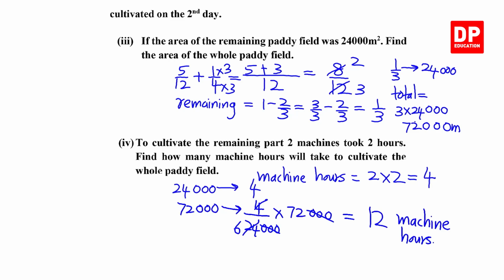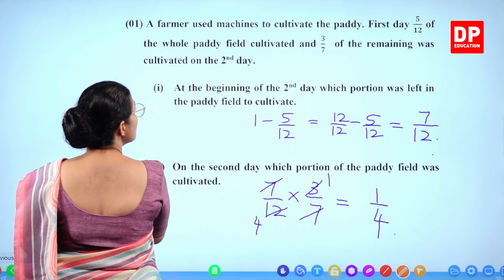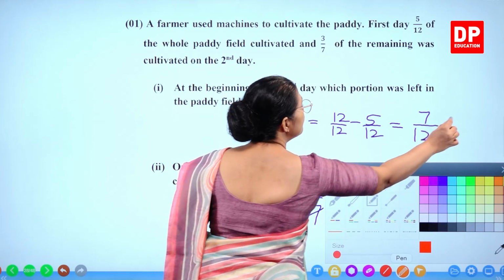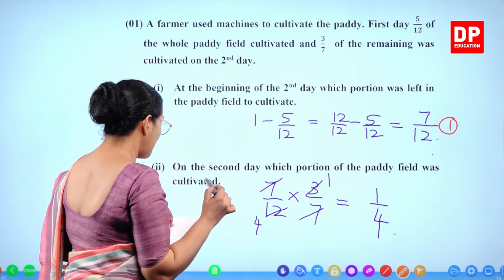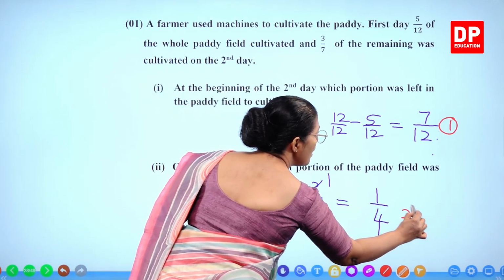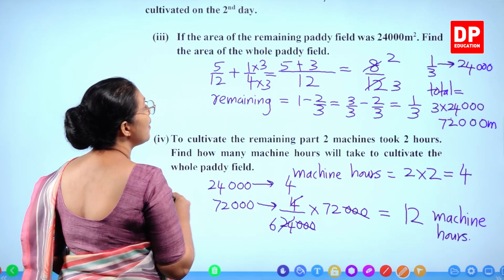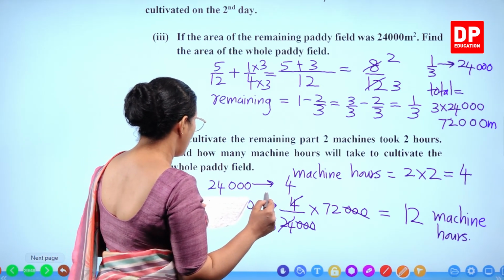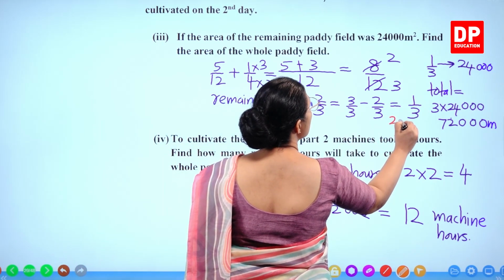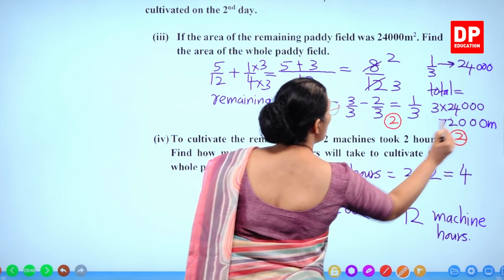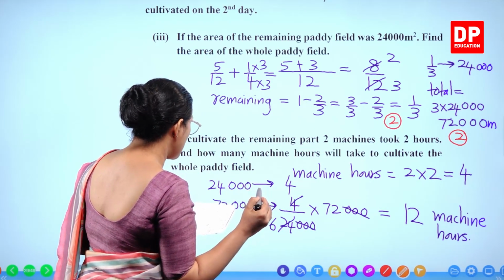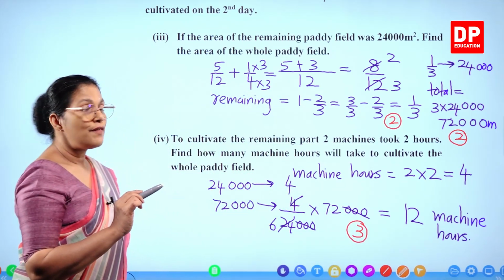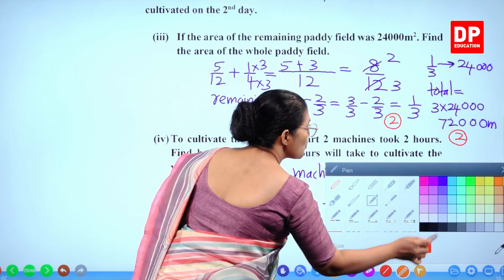So let's see. The first part we can give 1 mark. And the second part we can give 2 marks. And the third part we can give 4 marks. 2 marks to find out this remaining part and then 2 marks. So 4 marks for that. And the last part, 12 machine hours, that's 3 marks. So altogether 10 marks for the first question. Let's take the next one.